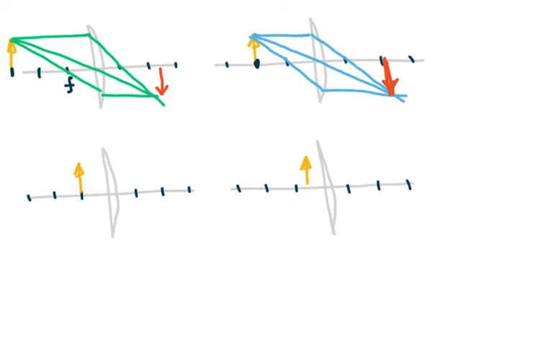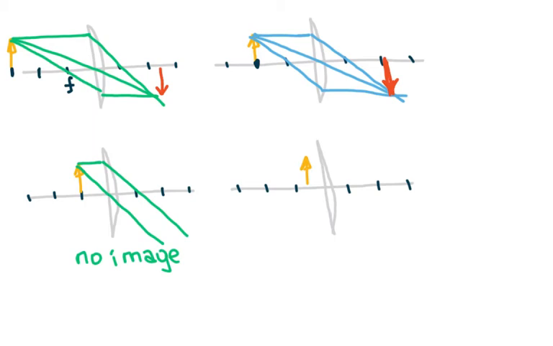Then if my object is at the focal point, I have parallel to the axis, through the focal point, and through the center. You see that there's going to be no image. So this one gives me no image.